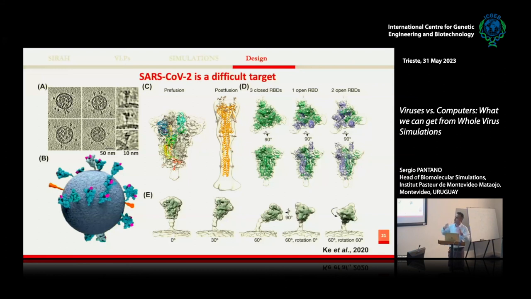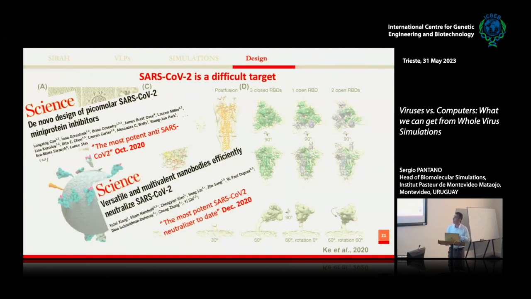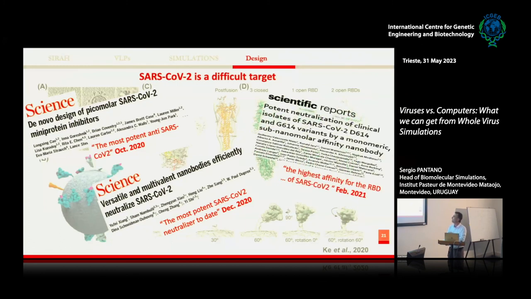So thinking on that and on the dimensions of the virus, as many of the people working in simulations, we wanted to create the best inhibitor. And this is something that happened early in the pandemic. In October 2020, the first paper came out in Science saying the most potent anti SARS-CoV-2. December 2020, again, the most potent, and so on. Just February 2021, the highest affinity. So it was immediate, when you don't have many resources to develop and test molecules, as in our case in South America, to realize that we could not compete in this race because we didn't have the possibility.